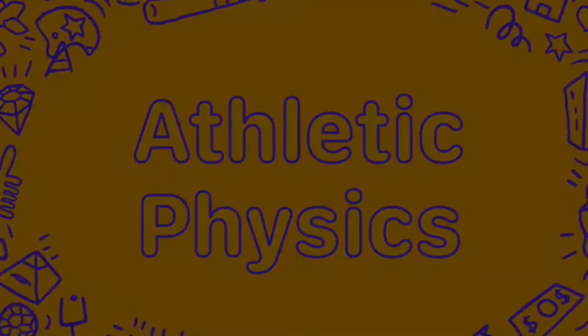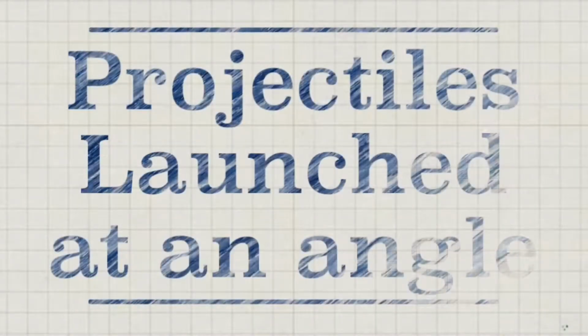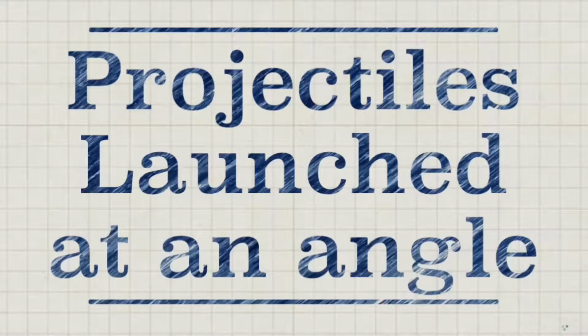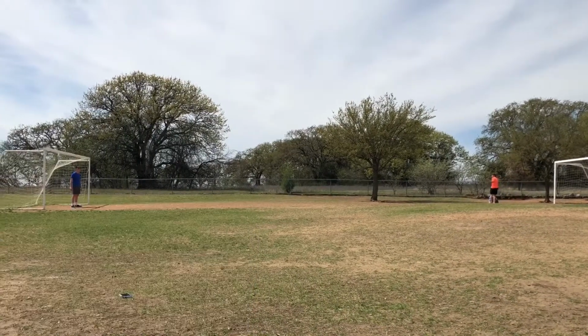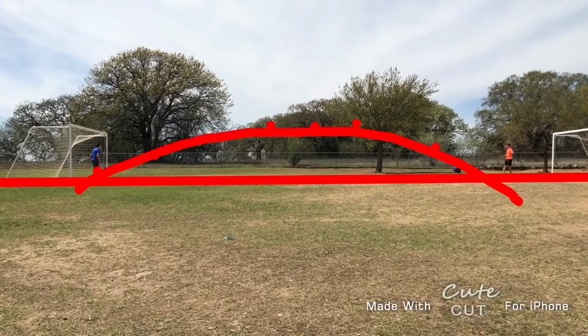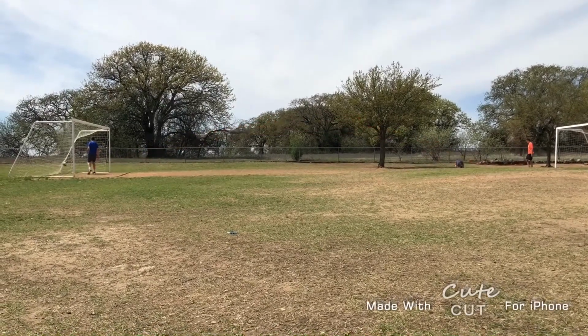Athletic physics. Sports! Projectiles launched at an angle. When an object is launched at an angle, its components can be separated into two different parts, horizontal and vertical.